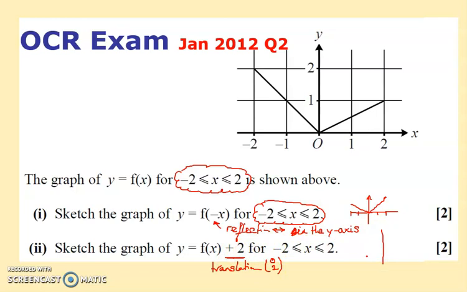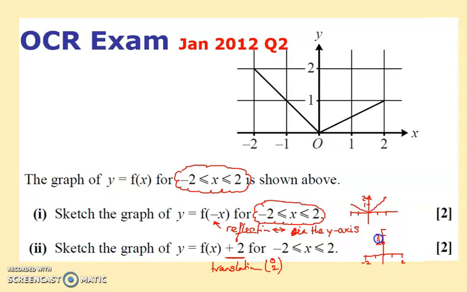So, what will it look like? Well, it was at 0, 0, but that's gone up 2. So, at 2 I'm going to do, that's 2, that's minus 2. And that's 3, that's 4. I should have done that on this as well. That's 2, and that's 1.